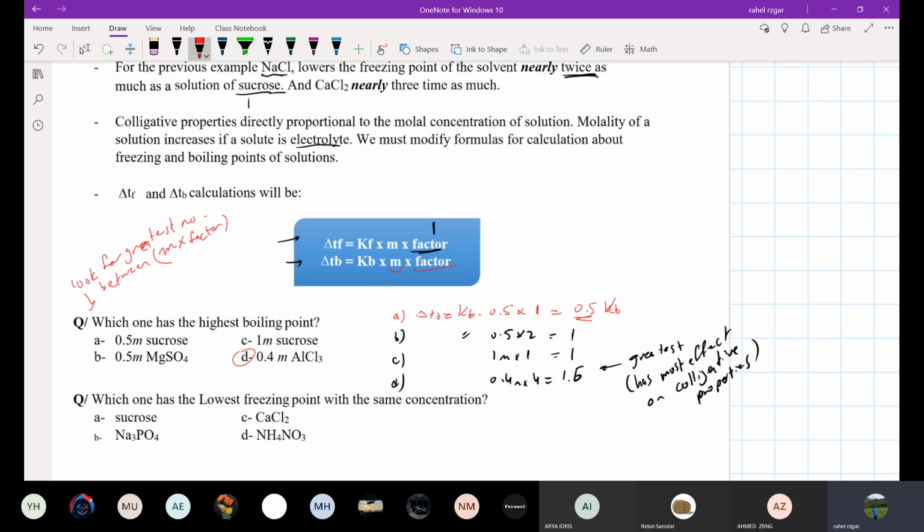If I change the question again, instead of highest boiling point, I can say lowest freezing point. It will be the same thing. Because freezing point is decreased, boiling point is always increased. That's why these two questions are the same. It will have the same answer.